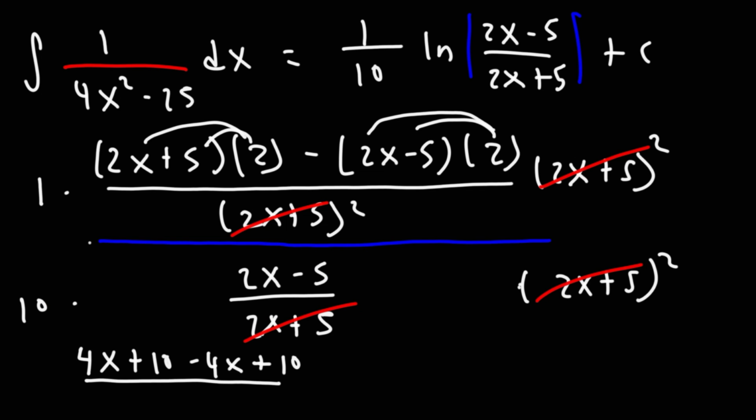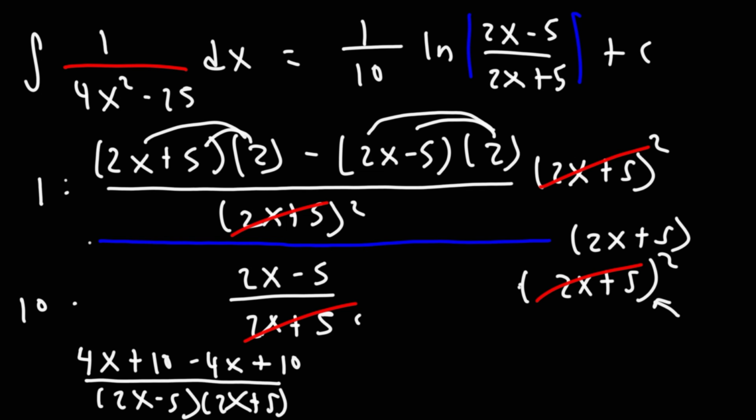These will cancel. So I'm going to have a 2x plus 5 left over because this one is squared, this one is not. So on the bottom I have 2x minus 5 times 2x plus 5. And I have the 1 over 10. So I'm going to multiply the top part by 1 and the bottom by 10.